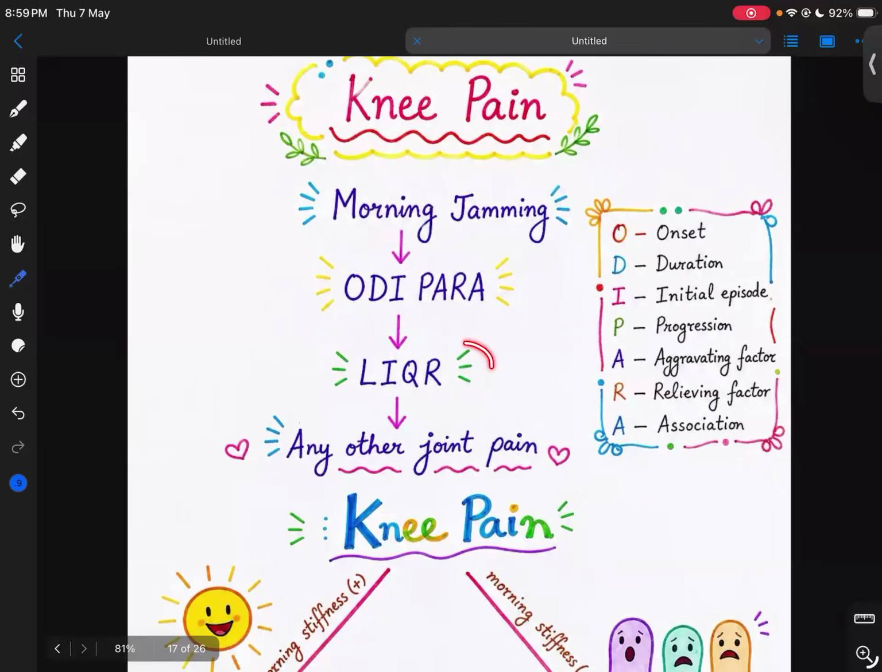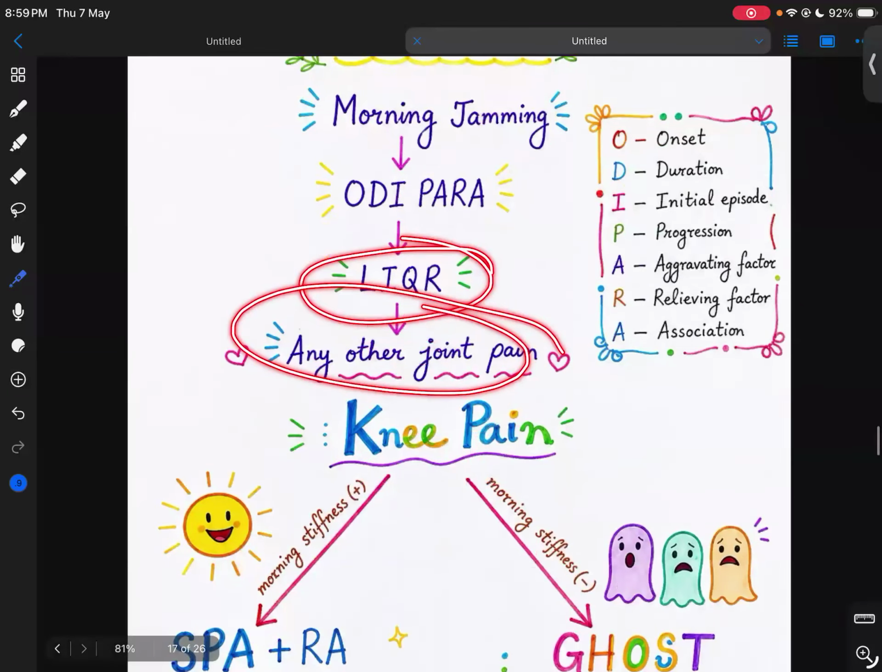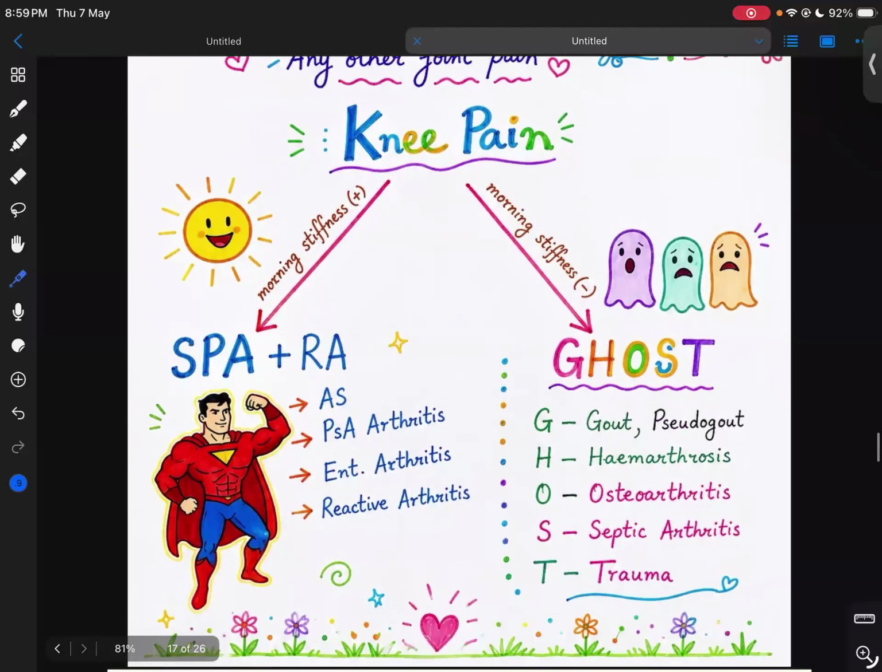So, right after LICOR and any other joint pain, based on the presence or absence of morning stiffness, we have to differentiate our differential diagnosis. If there is morning stiffness present, it will be either seronegative spondyloarthritis or rheumatoid arthritis. Regarding the seronegative spondyloarthritis, they are ankylosing spondylitis, psoriatic arthritis, enteropathic arthritis, or reactive arthritis. The screening question will be the same as previous.